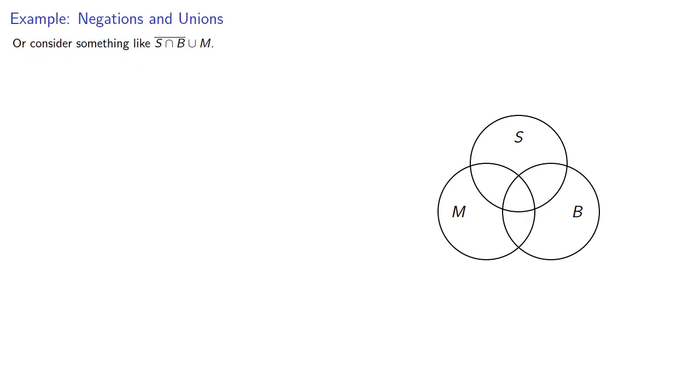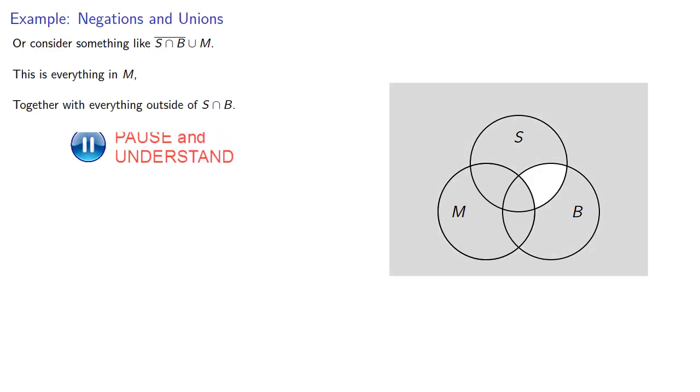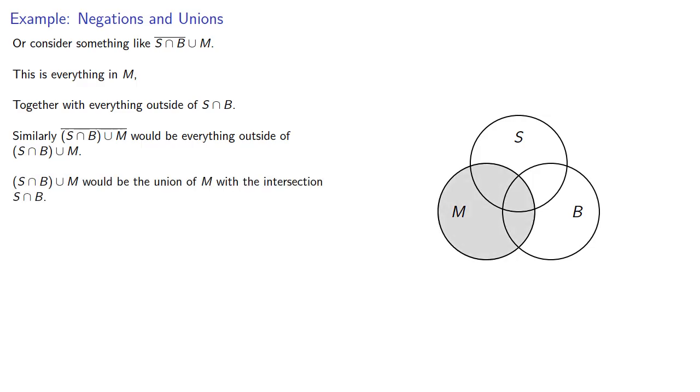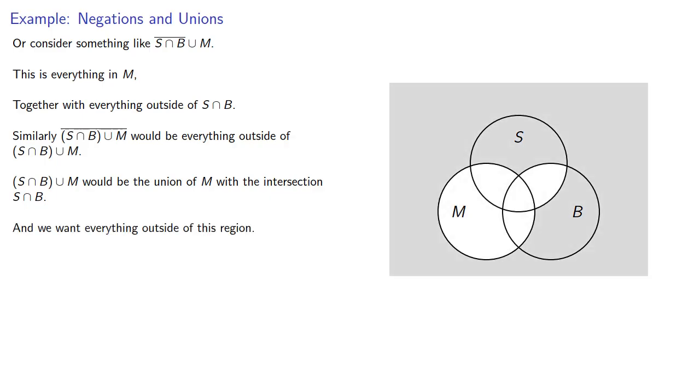Or consider something like this. We can view this as everything in M together with everything outside of the intersection of S and B. Similarly, this would be everything outside of S intersect B union M, which would be the union of M with the intersection S intersect B, and we want everything outside of this region.